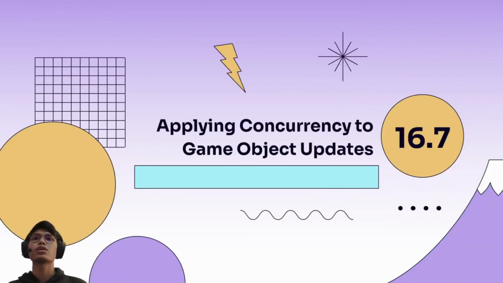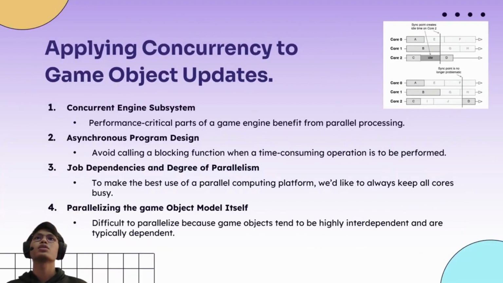Next is applying concurrency to game object updates. First one is concurrent engine subsystems. Performance-critical parts of a game engine benefit from parallel processing. A job system can be used to make engine subsystems execute concurrently. Ensuring thread safety involves using locks on all external calls into each subsystem.